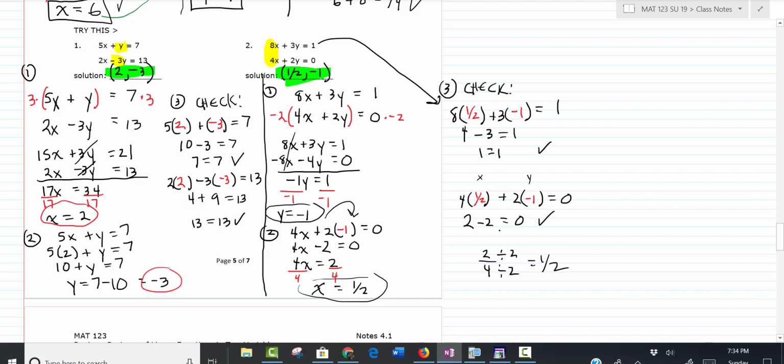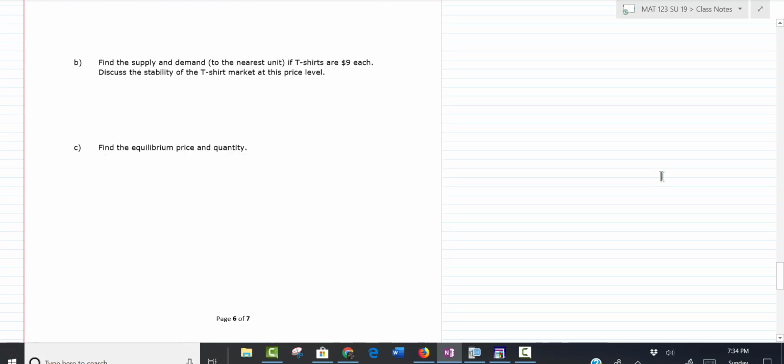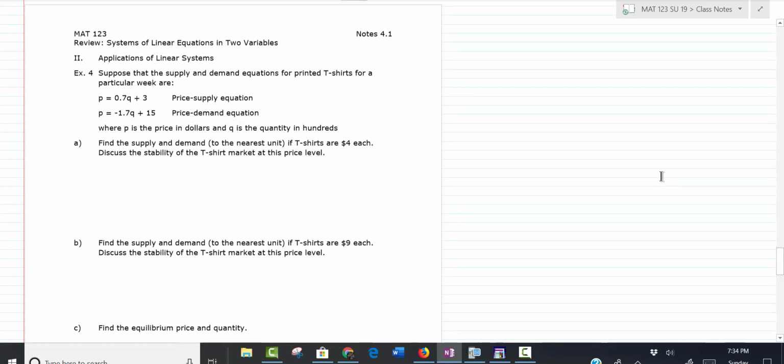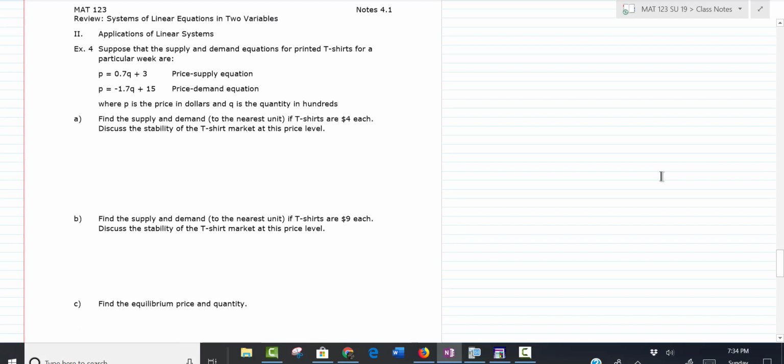All right, so pause the video if you need to look over that. Hopefully we did that okay. A lot of arithmetic in that. The first key thing is decide which variable you're going to eliminate. So I'm going to move on to this next page here, and we'll do a couple of applications.